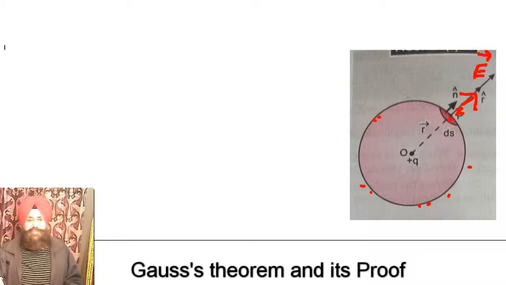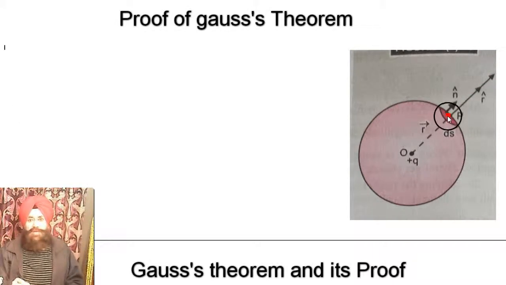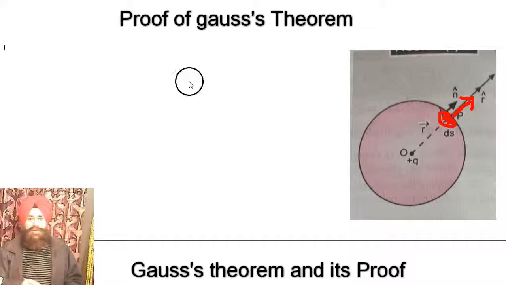And moreover, for the direction of the area, we consider this surface element. For this small surface element, the area vector ds is also along the same direction. We consider a very small surface element ds.